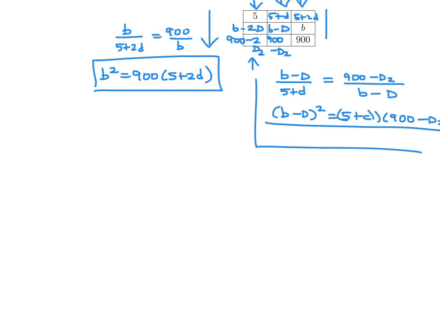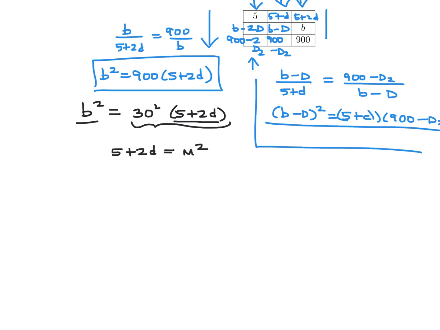Okay, so from this guy, what I noticed is that b squared is equal to 900 times 5 plus 2d. But 900 is already a square. So that basically means that this is a perfect square, so the other side has to be a perfect square also. The only way that's possible is if 5 plus 2d is a perfect square. So 5 plus 2d has to be some perfect square. I'll just call it m squared. And that will allow me, I believe, to figure out values of d and then eventually values of b.